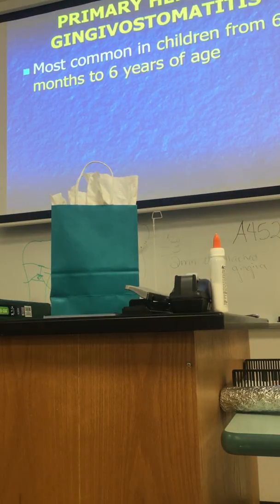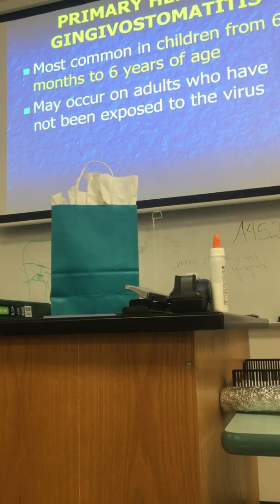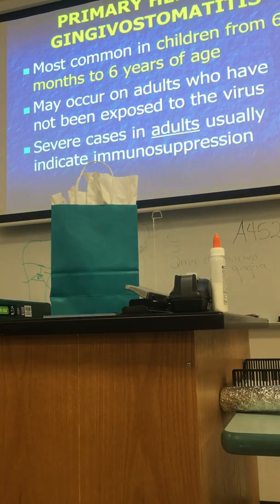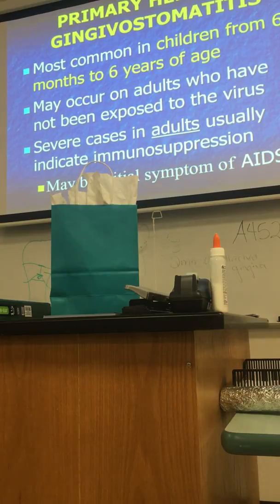Okay, so we're talking about primary ones. We know this is going to happen between the ages of 6 months and 6 years old. This is not saying this is the only time it can occur. It can actually happen anytime, it's just that this is the most common range. Severe cases in adults usually involve being immunocompromised, or being more prone with HIV or AIDS.